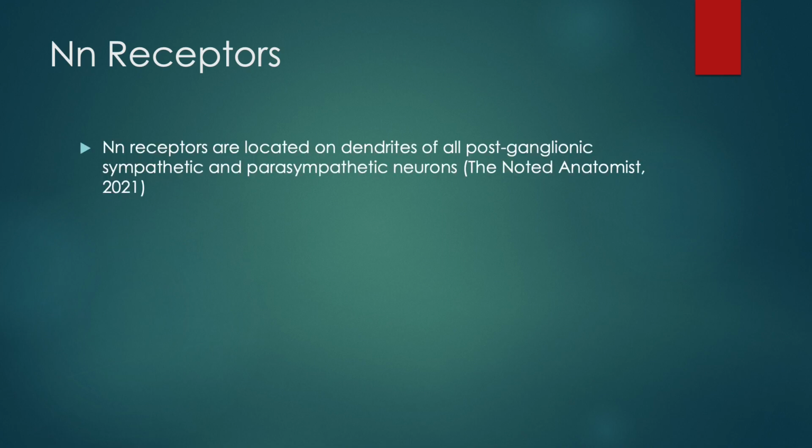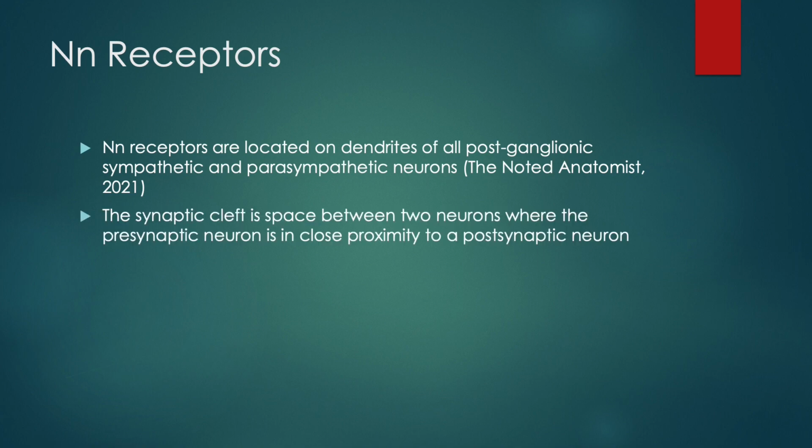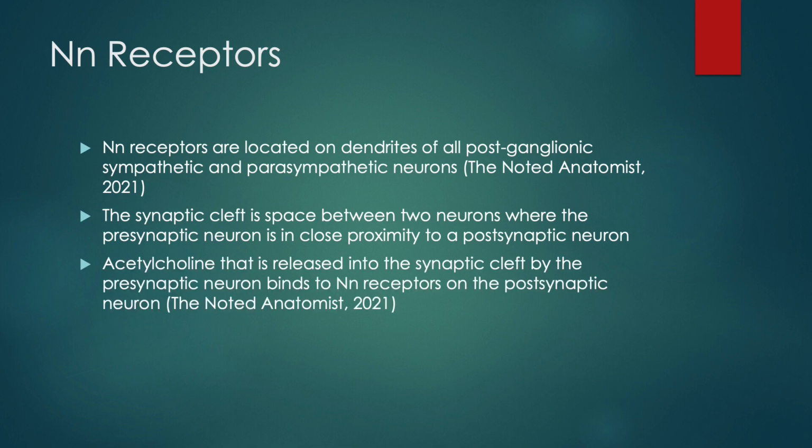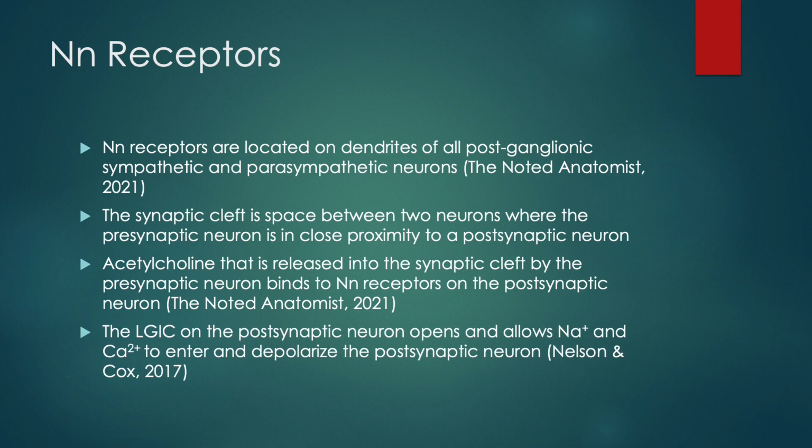NN receptors are located on dendrites of all postganglionic, sympathetic, and parasympathetic neurons. So you will find NN receptors throughout the autonomic nervous system. The synaptic cleft is a space between two neurons where the presynaptic neuron is in close proximity to a postsynaptic neuron. And so acetylcholine that is released into the synaptic cleft by the presynaptic neuron binds to the NN receptors on the postsynaptic neuron.